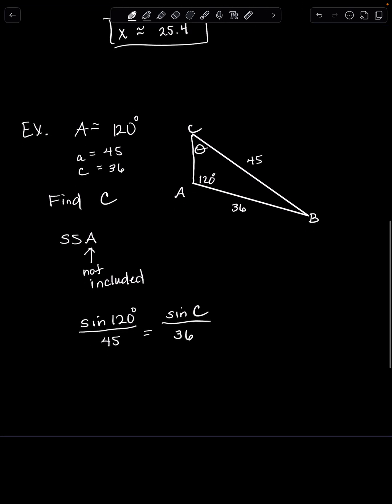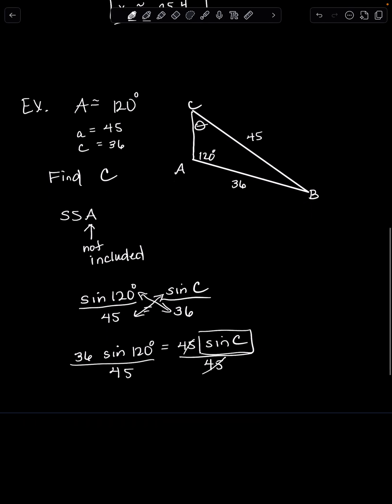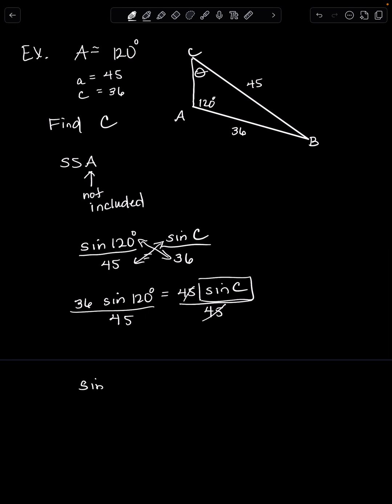All right, when I cross multiply here, I get 36 times the sine of 120 degrees equals 45 times the sine of C. I'm isolating that. That's my unknown. That's what I'm looking for. So I'm going to divide both sides by 45. And so I know that sine of C equals 36 times the sine of 120 degrees over 45.